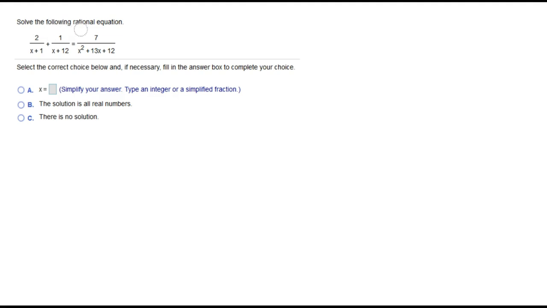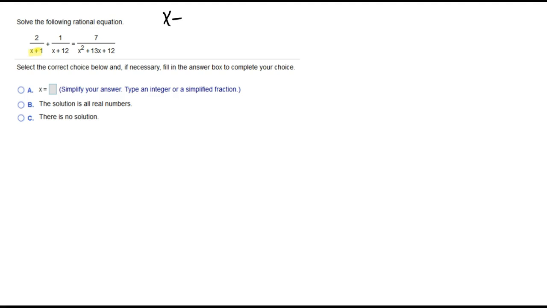This question says solve the following rational equation. 2 over (x plus 1) plus 1 over (x plus 12) equals 7 over (x squared plus 13x plus 12). This is a rational equation because we have variables in the denominators. We're going to start by finding the restrictions. You can find the restrictions by setting the denominator equal to 0.